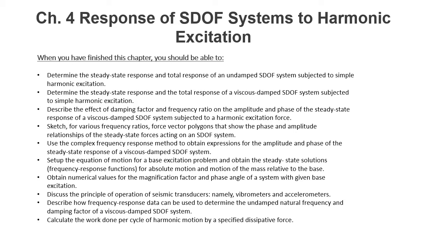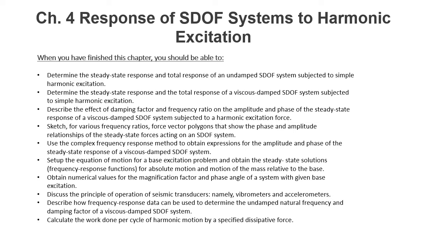We're going to be able to describe the effect of the damping factor and frequency ratio on amplitude and phase of the steady state response of these viscous damped single degree of freedom systems subjected to this same harmonic excitation force. Sketch for various frequency ratios, plotting polygons. So this is where we're going to introduce either Excel, MATLAB, Python, whatever you want to do in order to actually graph these out. Use complex frequency response method to obtain expressions for the amplitude and phase of the steady state responses of a viscous damped single degree of freedom system.